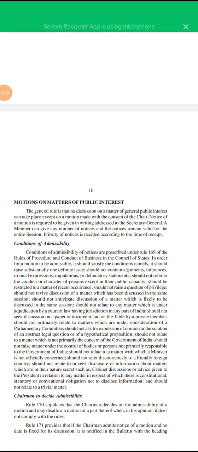The general rule is that no discussion on a matter of general public interest can take place except on a motion made with the consent of the chair. Notice of a motion is required to be given in writing addressed to the Secretary General. A member can give any number of notices and the notices remain valid for the entire session. Priority of notices is decided according to the time of receipt. Conditions of admissibility of notices are prescribed under Rule 169 of the Rules of Procedure and Conduct of Business in the Council of States.